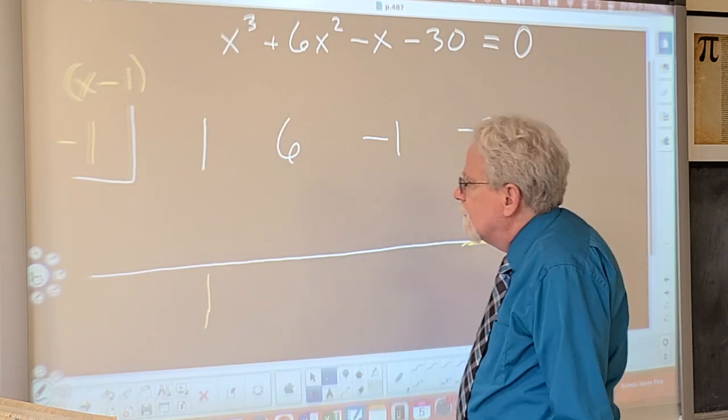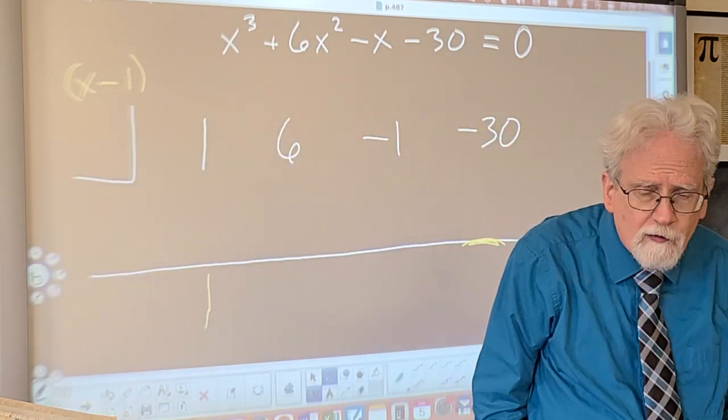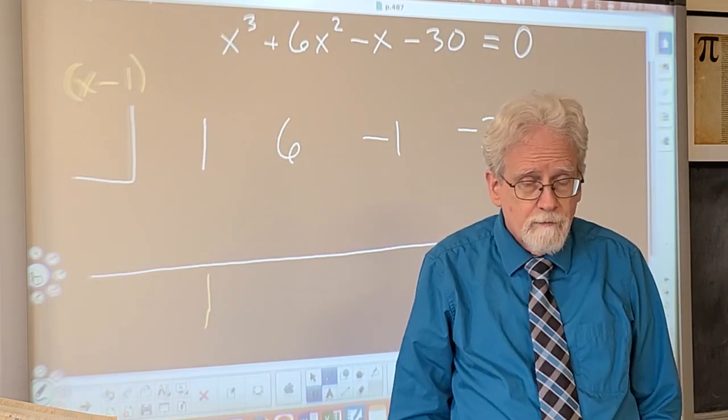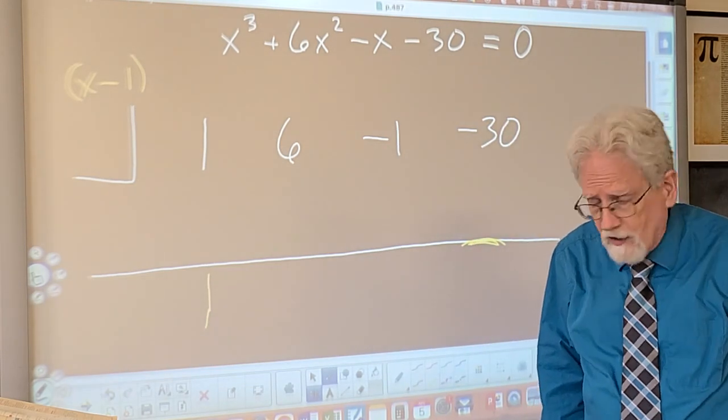0. So, if 1 didn't work and -1 didn't work, what do we try next? Well, let's go to the next easiest pair of numbers. 2. Is 2 a factor of 30? Yes. So is it worth trying? Yes. We'll try 2.